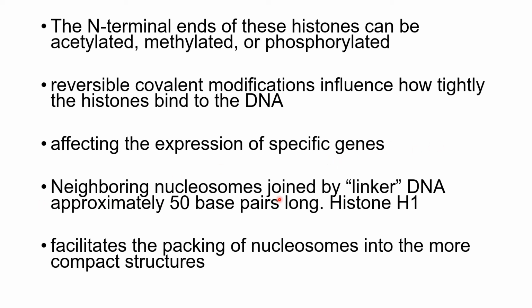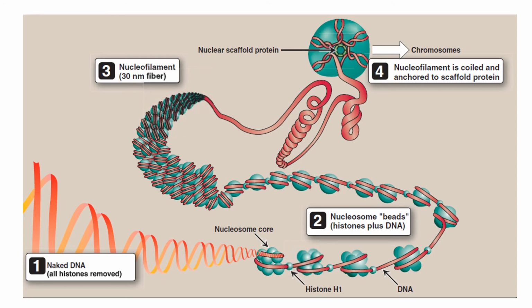The neighboring nucleosomes are joined by linker DNA approximately 50 base pairs long. Histone H1 is present in the linker DNA, and it also facilitates the packing of the nucleosomes into a more compact structure. This is the DNA. Here, compaction takes place by the formation of the nucleosome, while the H1 histone is present on the linker DNA. More compaction like here, and similarly more and more DNA molecule is wound, packed, coiled, supercoiled.